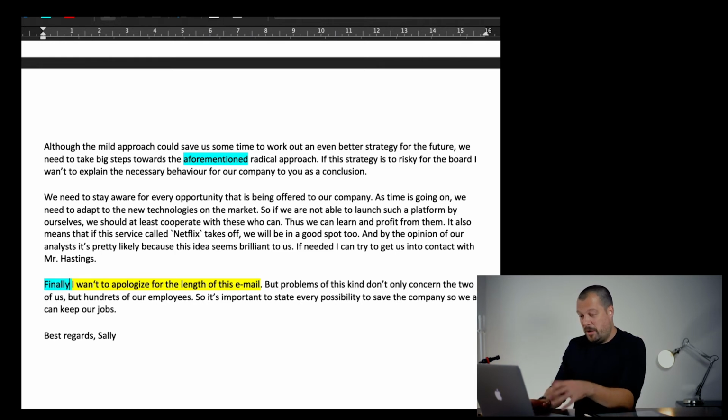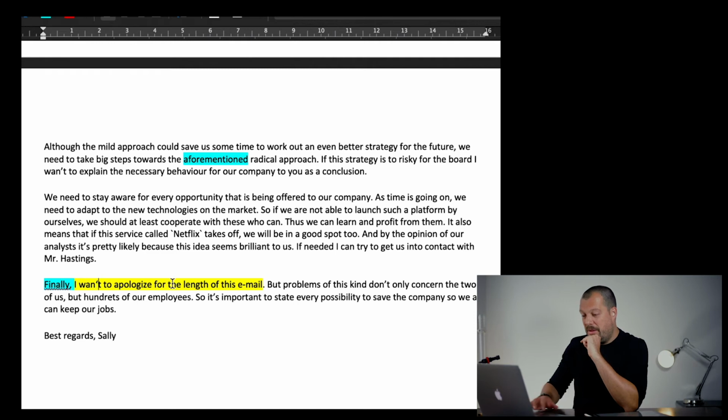Here, this is a case where we need a comma and finally is okay. I want to, spelling's not quite right there. I want to apologise for the length of this email. Indeed, we have to be aware of email conventions. I would say that Toni's right. This is quite a long email, but that doesn't mean it's a bad thing. There was no beating around the bush. He got straight to the point.